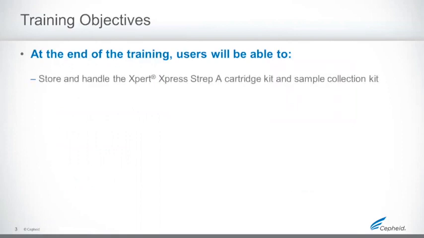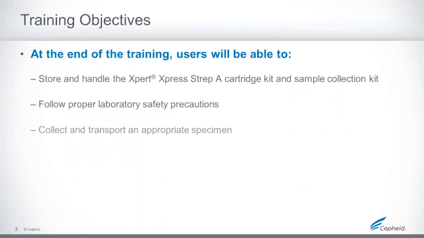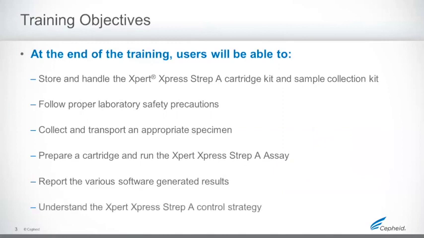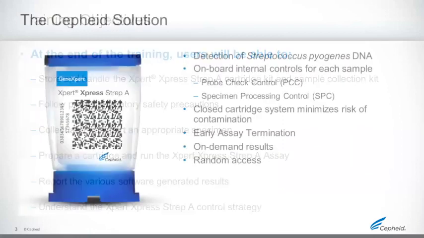At the end of the training, you will be able to store and handle the Expert Express Strep A cartridge kit and sample collection kit, follow proper laboratory safety precautions, collect and transport an appropriate specimen, prepare a cartridge and run the Expert Express Strep A assay, as well as report the various software-generated results and understand the Expert Express Strep A control strategy.